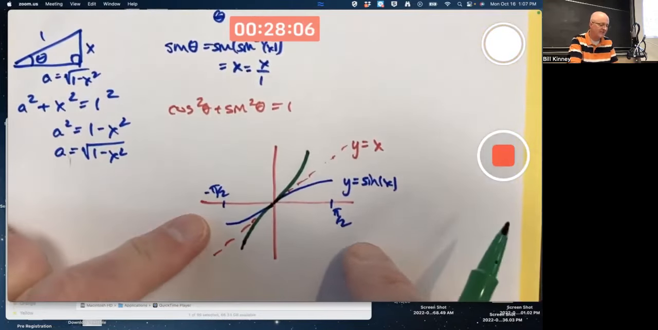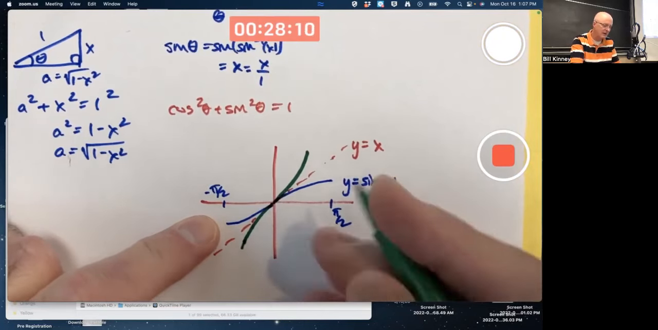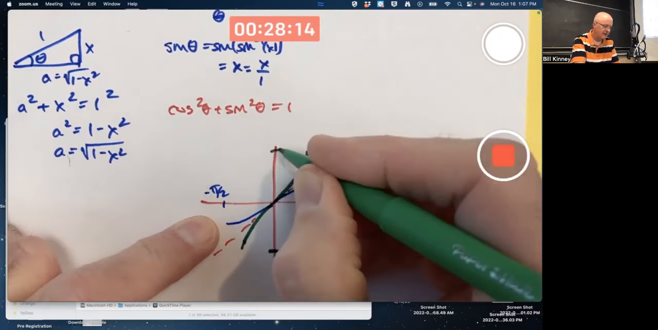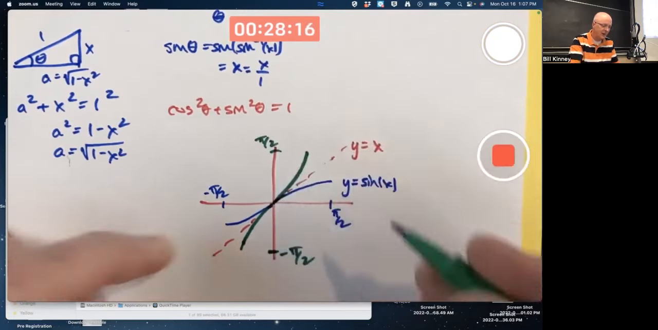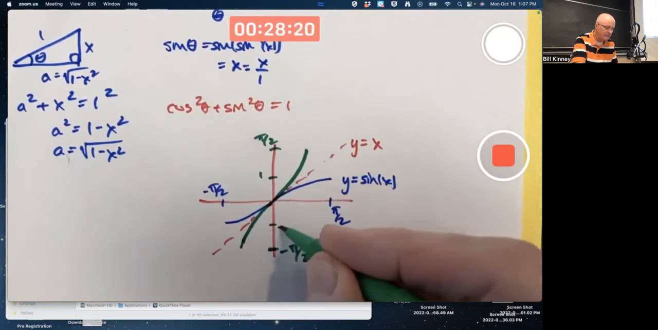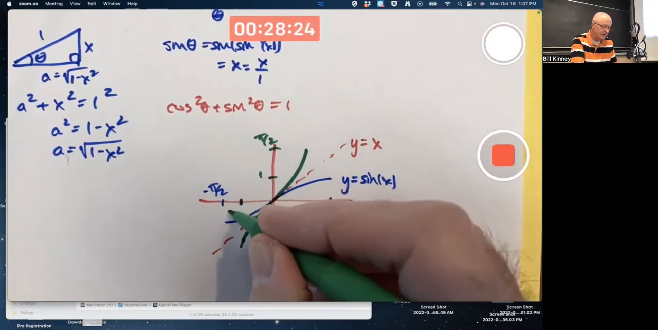Since the domain of sine that was restricted is negative pi over 2 to positive pi over 2, the range of the inverse sine goes from negative pi over 2 to positive pi over 2. And since the range of the sine goes from negative 1 to 1, the domain of inverse sine is from negative 1 to 1.